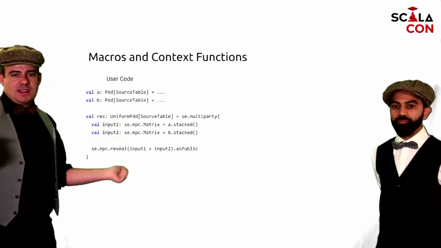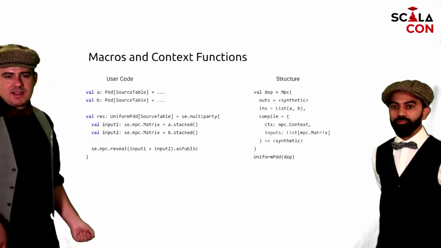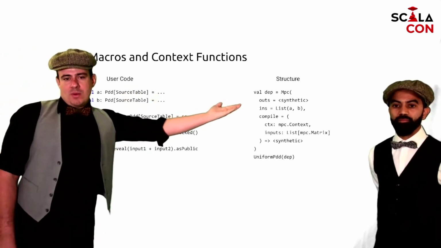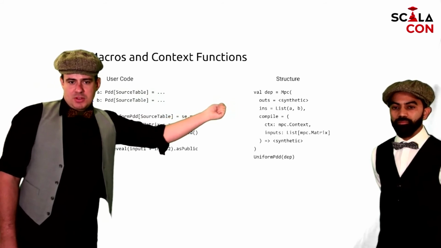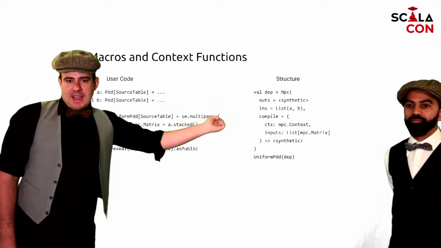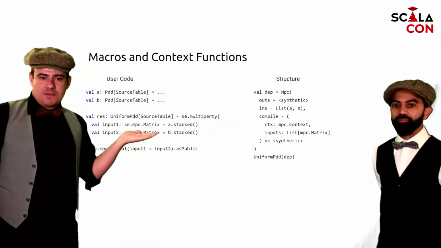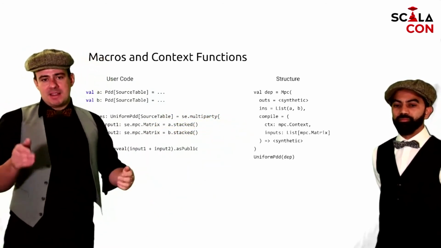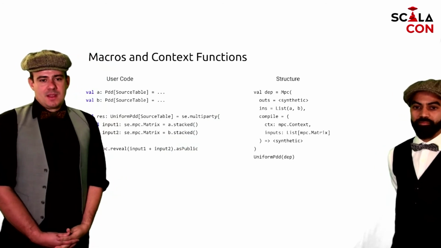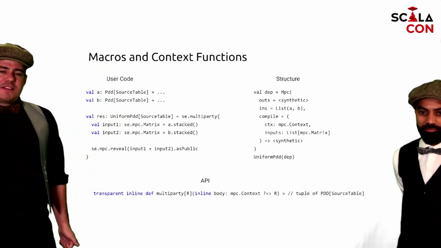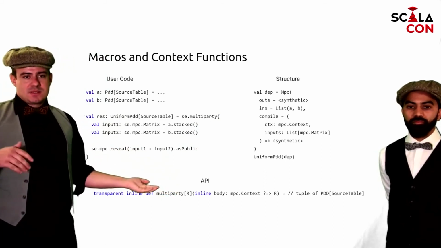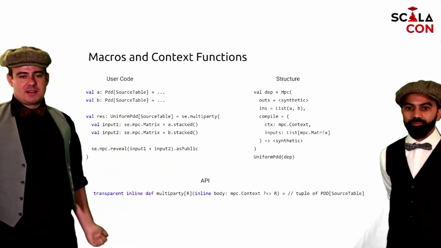If we look at the structure, in a sense, we want to build these operation classes where we automatically create an output, find the inputs, and compile and transform the user code into the payload that's expected by the PDD dependency. And our interface to this is basically by defining an API that precisely uses context functions and macros.